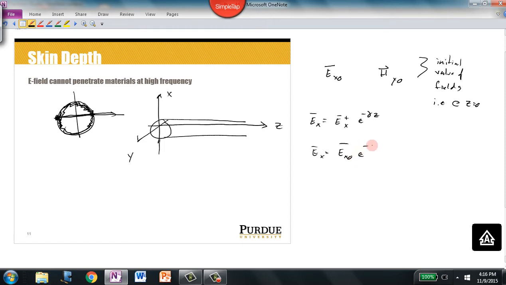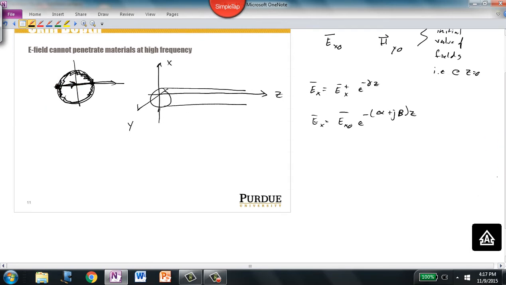It's then going to, since this is real material, we can plug in alpha plus j beta. Right, and this wave's traveling, in this case, it's trying to get to the center of the conductor. So this is this forward traveling wave here. And we'll just separate these parts. E bar x is equal to EX0, the initial value again, e to the minus alpha z, e to the minus j beta z, right? So this is the wave trying to make its way in.